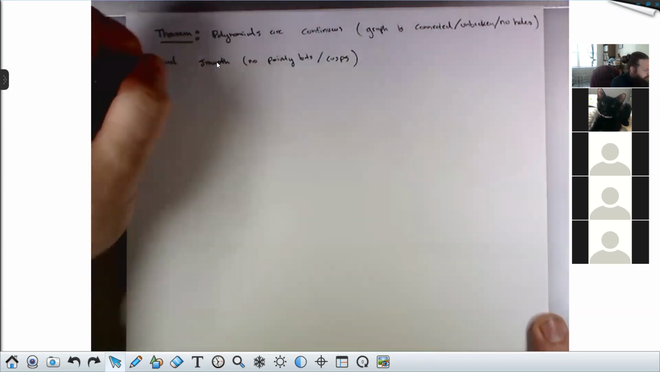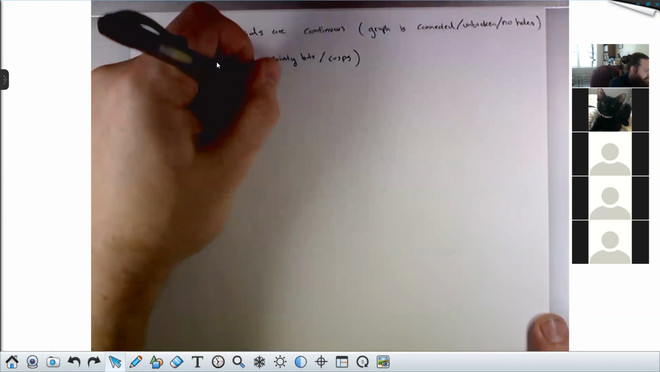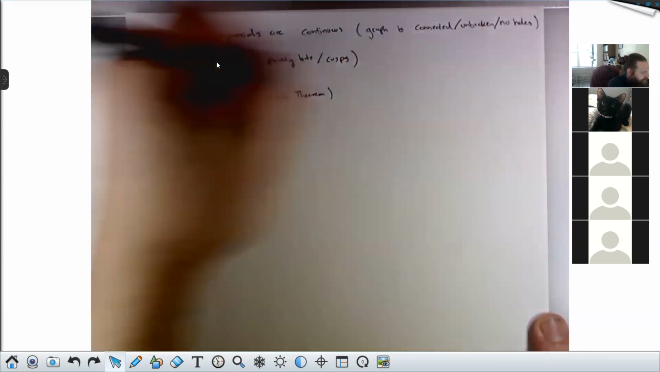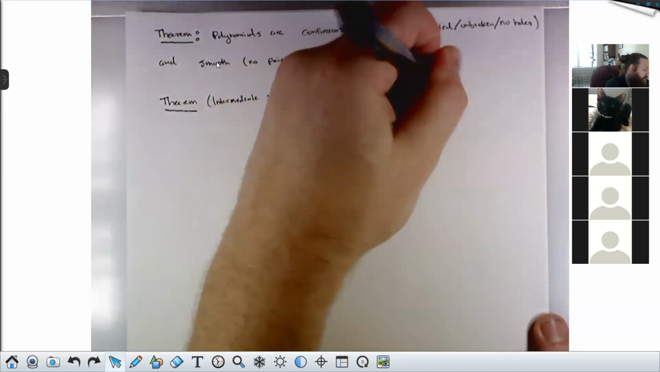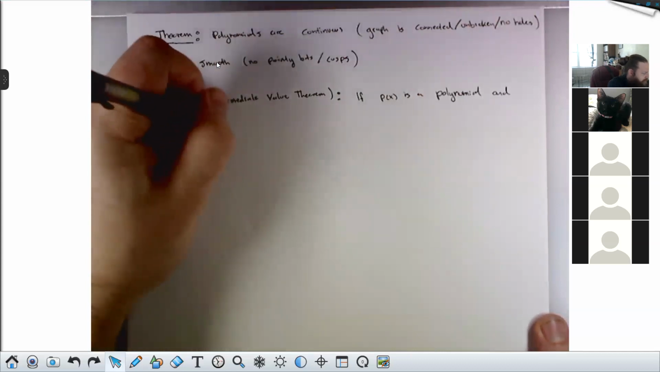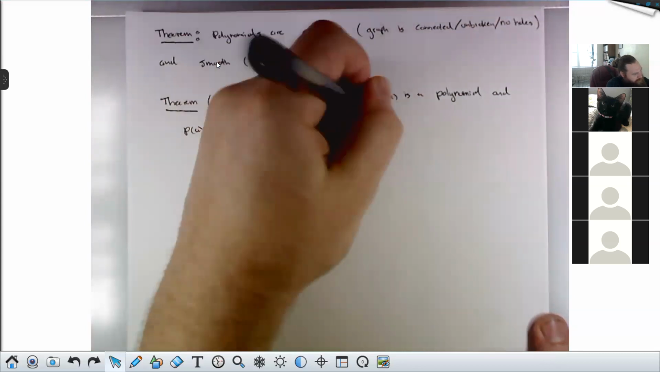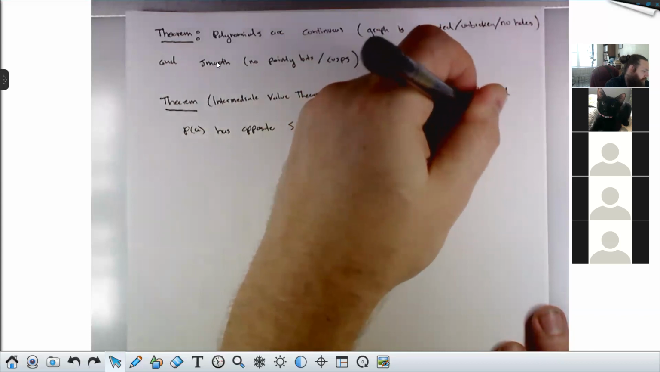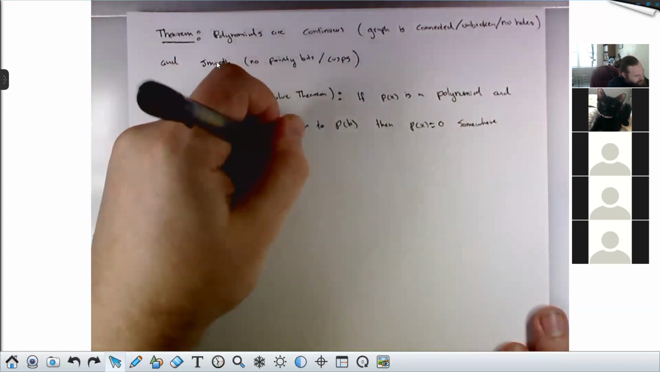There's a related theorem called the intermediate value theorem, which says if p of x is a polynomial and p of a has opposite sign to p of b, then p of x must be equal to 0 somewhere between a and b, between x equals a and x equals b.